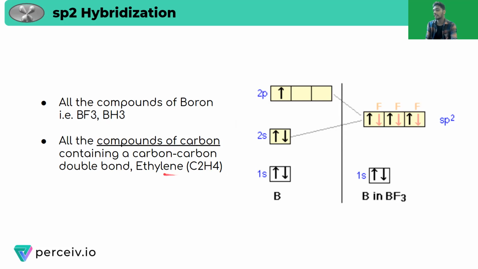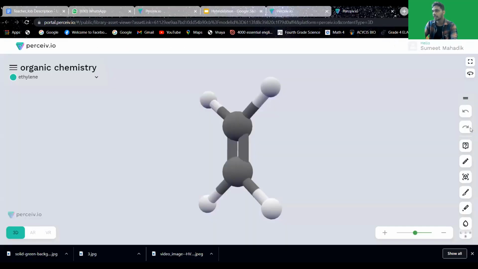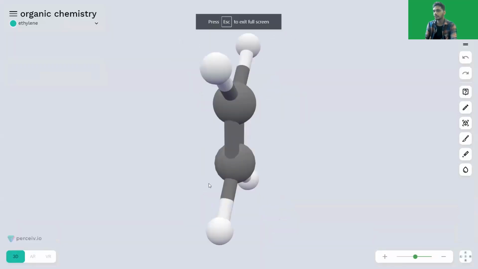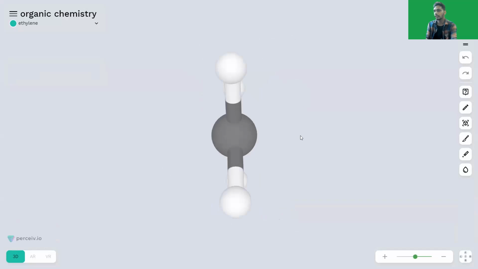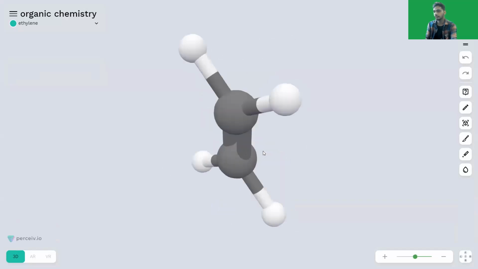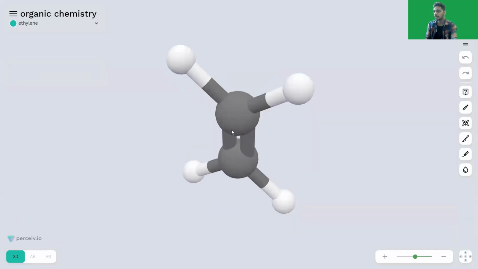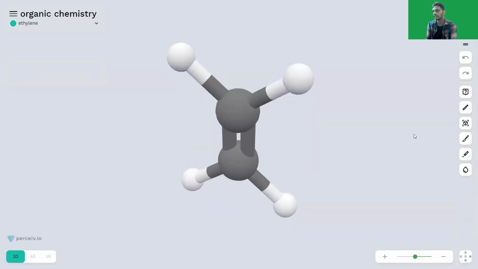Let's talk about the ethylene structure, that is C2H4. So let's start with the ethylene structure. Yes, this is the ethylene structure over here. So there is a double bond. Can you see this structure? I will show you from here. The white balls show the hydrogen and the black ones show the carbon.